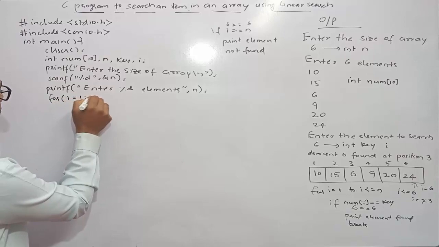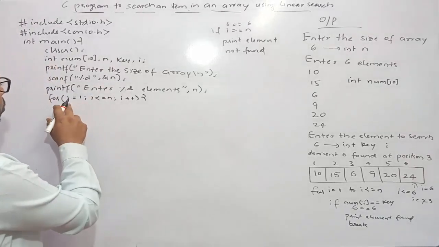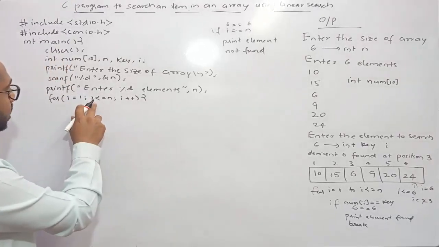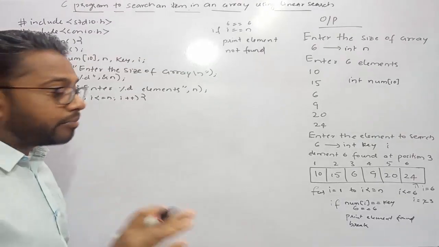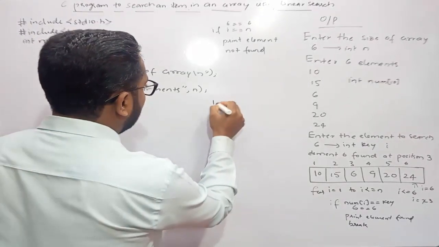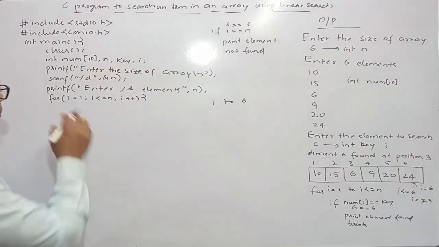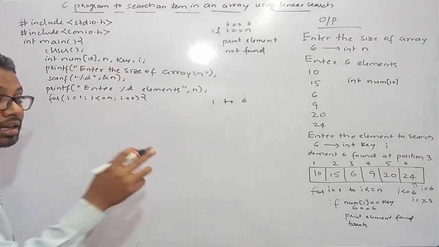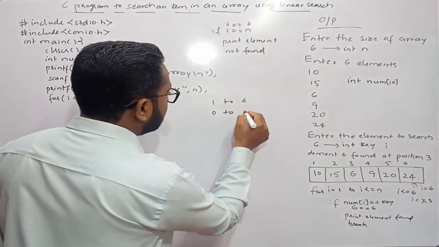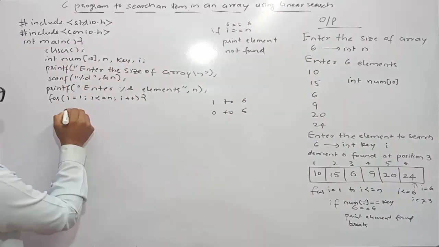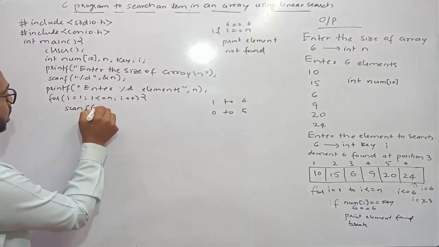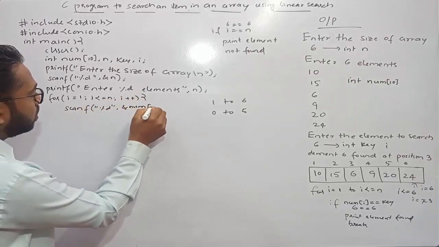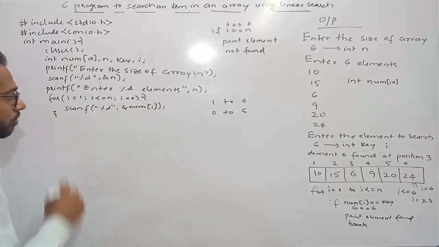For i equals 1. If you have started the for loop with the initial value of i equals 1, then you need to set the condition i is less than or equal to n, that means from 1 to 6. Suppose you have started the for loop with i equals 0, then you need to set the condition i is less than n, that is from 0 to 5, that means 6 values. Now you need to read each and every item: %d, ampersand num[i], then bracket closed.